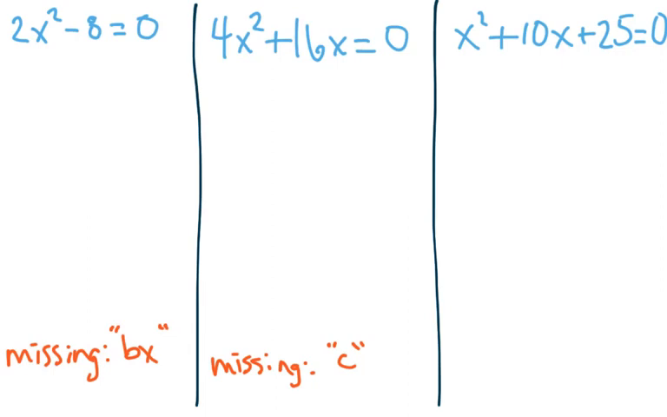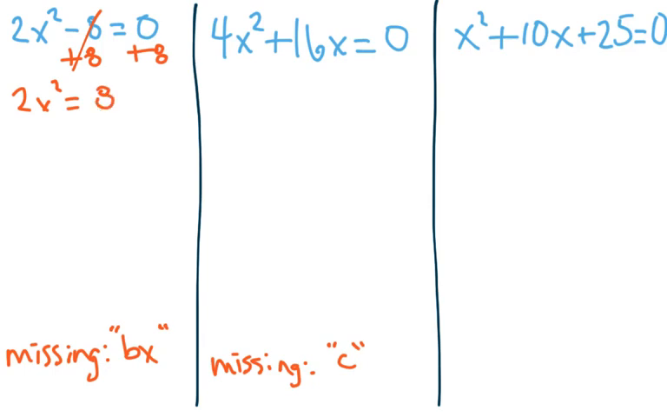So for the first one, by far I'd say the easiest, because it's just like you're solving a linear function. You just got to remember to square root it at the end. So when you have a linear function, you move the constant to the right side of the equation. So I'm adding 8 to both sides. That cancels it on the left side, and we're left with 2x squared equals 8.